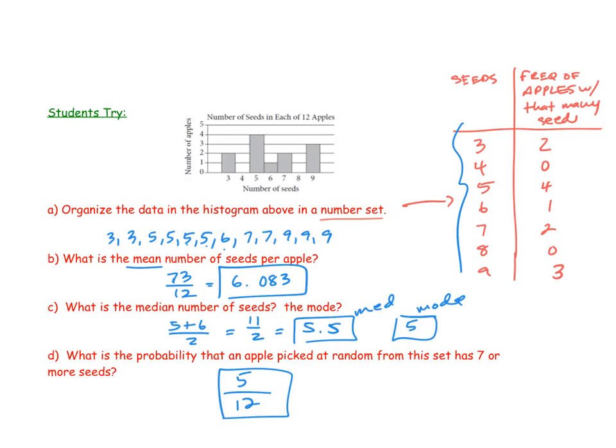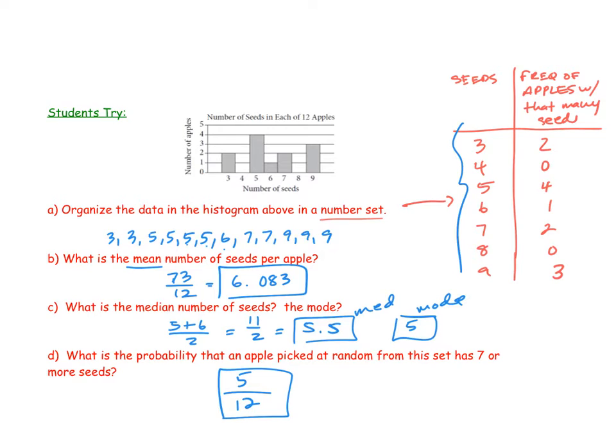You can hit play. All right, so here's the frequency table that we created from the histogram. The number set that I had to create to find the median is this. I used the frequency table to create that. So you can turn a histogram into a frequency table, and I could turn the histogram into a number set. So this is actually a number set. I got 3, 3, 5 happens 4 times, 6, 7 happens twice, and then 9 happens 3 times.